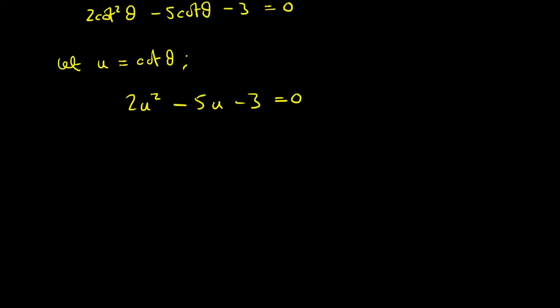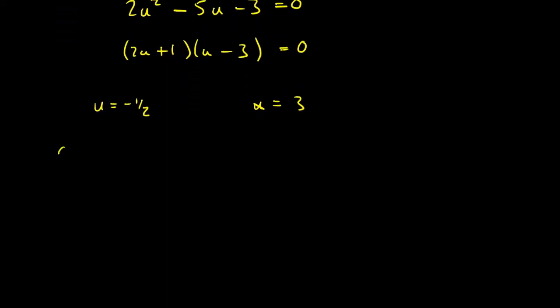Hopefully that factorizes nicely to give us 2u and a u. I want two numbers that multiply together to give negative 3, so that's going to be negative 3 and positive 1. Positive 1 times negative 3 gives negative 3. If I do negative 3 times positive 2, I get negative 6u plus 1u is negative 5u. So I end up with two answers: either u is equal to negative a half or u is equal to positive 3. And of course, u is cot theta. So cot theta is equal to negative a half, or cot theta is equal to 3.